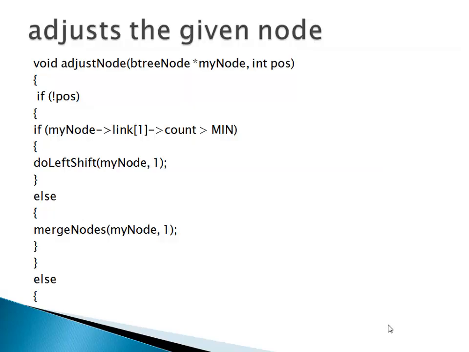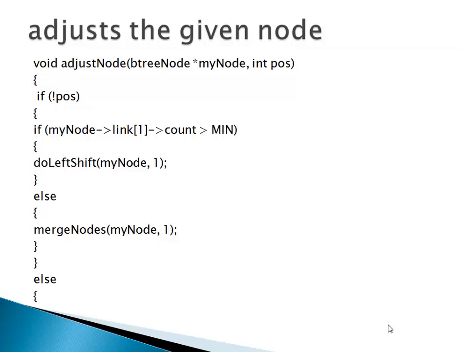Now here is the function adjust node. Adjust the given node, that is, after deleting a key from the node, if it is m by 2, then it has to perform some shifts. So which one it has to perform, we are going to check using this adjust node, and we are going to adjust that particular node after performing the deletion of key from that node.